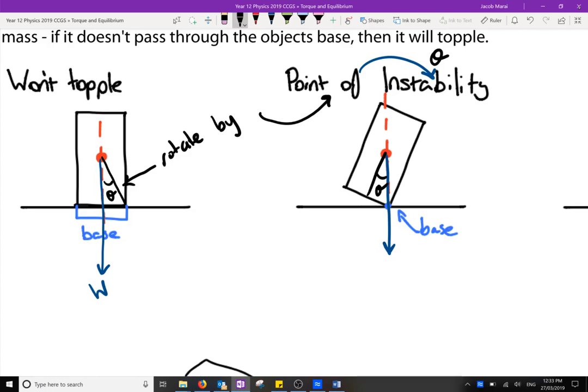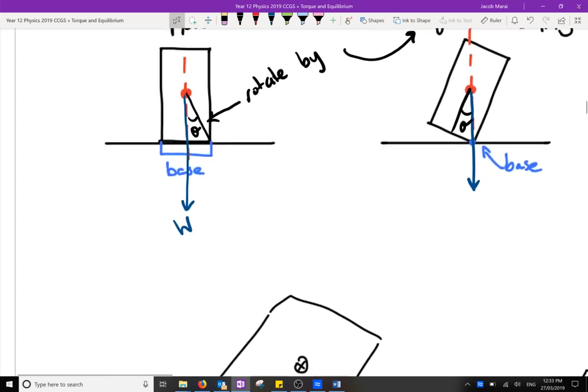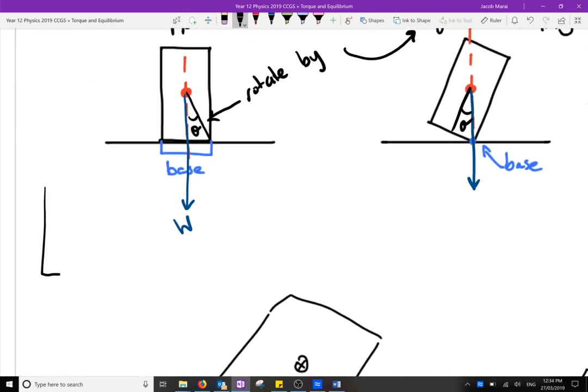Absolutely. Let's do that. Or let's not do it near the truck. Let's do it bottom left. So, what did you say? Increase the base. Absolutely.